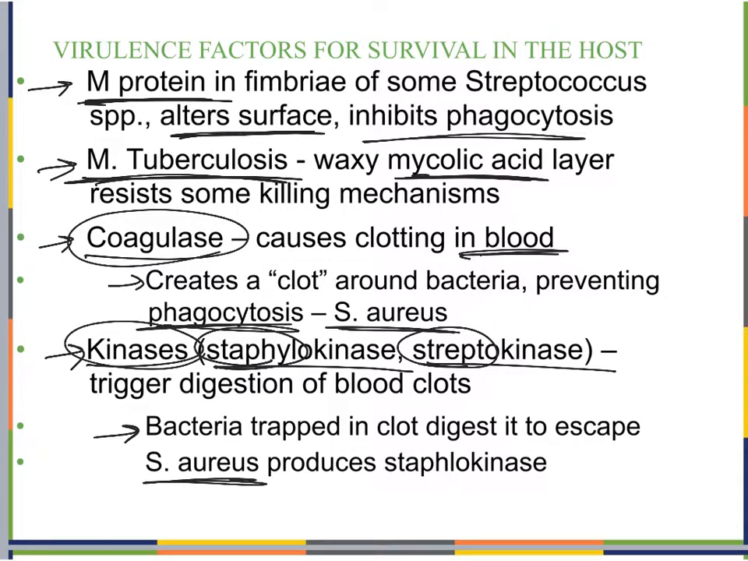So, for example, again, Staph aureus produces staphylokinase. There's a Y in here, staphylokinase. So our Staph aureus can produce the coagulase. It can also produce the staphylokinase, but it doesn't have to have both.